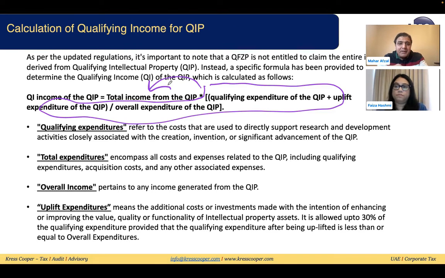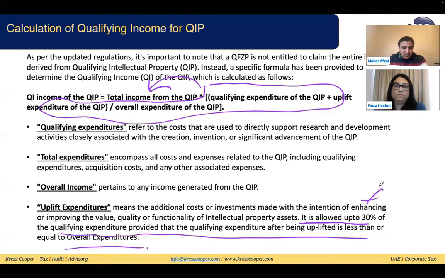At the same time, they have put a restriction as well. They said that whenever we are considering the uplift expenditure, it should be 30% of the qualifying expenditure. The 30% of the qualifying expenditure plus the qualifying expenditure should not go more than the overall expenditure. Provided the qualifying expenditure is basically the maximum, we can go up to the qualifying expenditure.